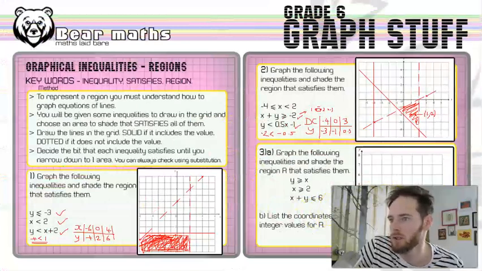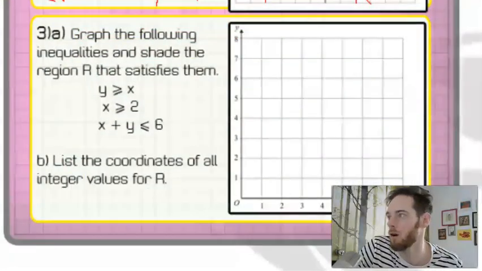Now, this last question here, we've got just another 3 different types of inequality, and then we've got a list, so the coordinates of all integer values for r. Okay, now r is the region. Graph the following inequalities and shade the region r. I just give it this letter, big letter R, that satisfies all 3.